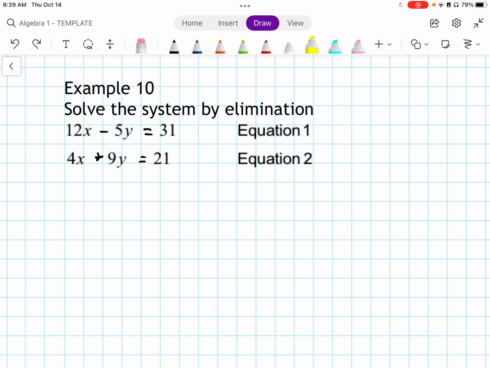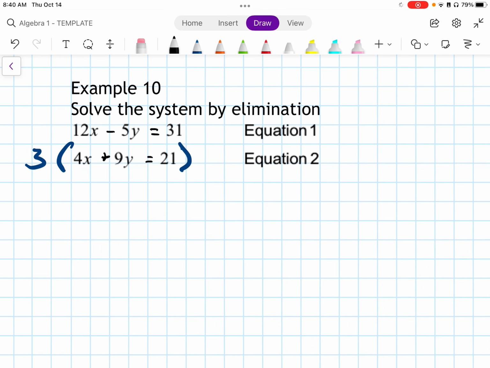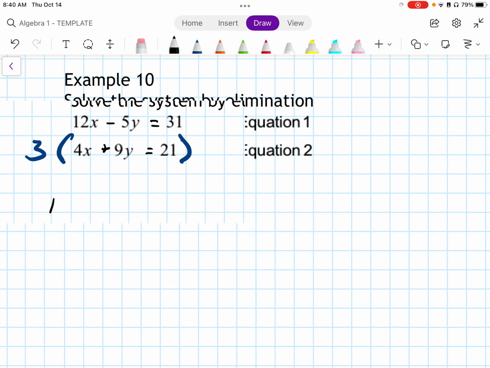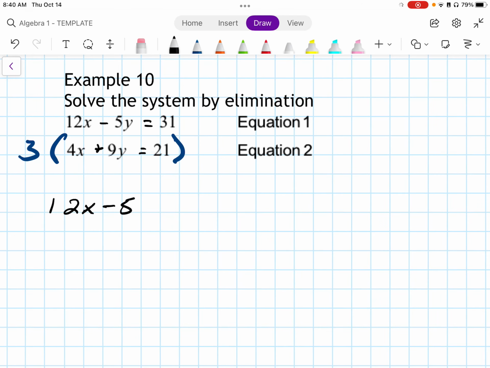So we have to make the decision. Would it be easier to make 12 and 4 into the same number, or negative 5 and 9? I think it would be easier to turn a 4 into a 12. So I'm going to do that. I'm going to turn this 4 into a 12, and to do that I'd multiply by 3. Now whenever I multiply by 3, I have to multiply each piece of the equation by 3. So I'm going to start off by just copying down that top one. That's 12x minus 5y equals 31. And then for the bottom one, I'm going to multiply each piece by 3.